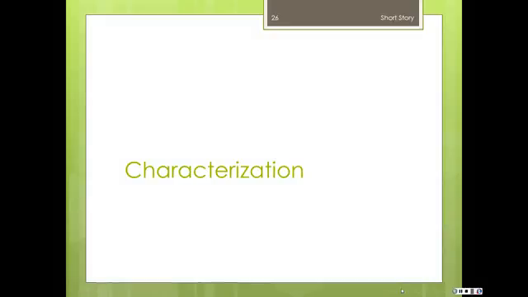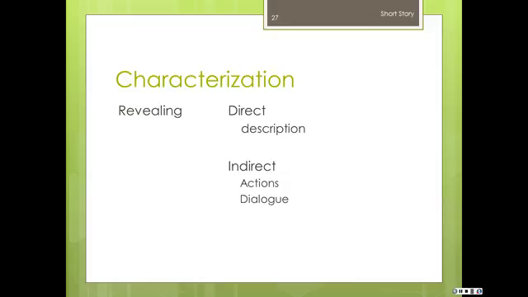The characters are obviously an important element in any story. And when we look at the characters, we look at how they are revealed to us. Are they revealed directly? That is, are we told about the characters? Are they described? Or are they put in a situation, and we learn about them indirectly through their actions and through what they have to say?